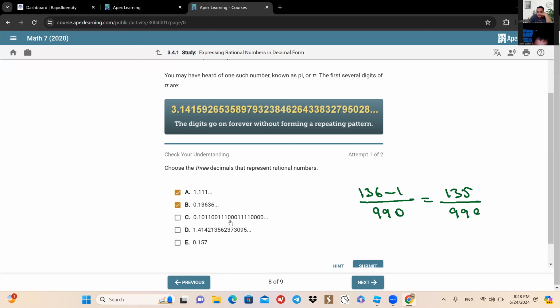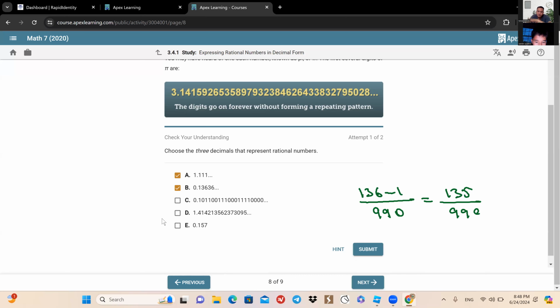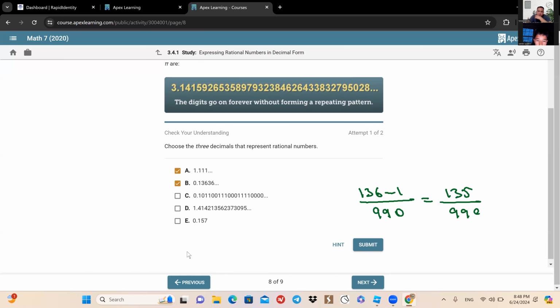D? D is 4142. No, wait. Do we have any repeating digits? There isn't. So it's also not rational, because it doesn't stop. We have dot, dot, dot. That means it never stops. If you don't have dot, dot, dot, it will be a rational number.